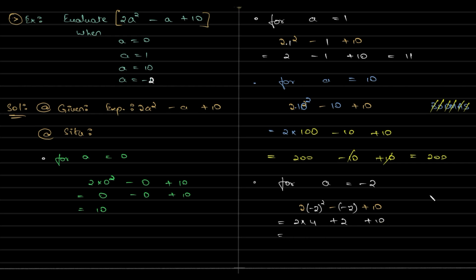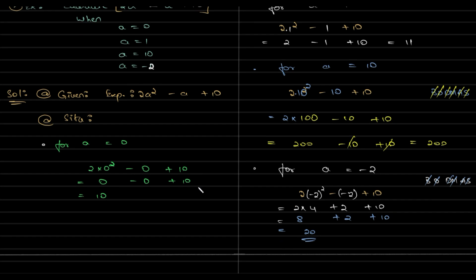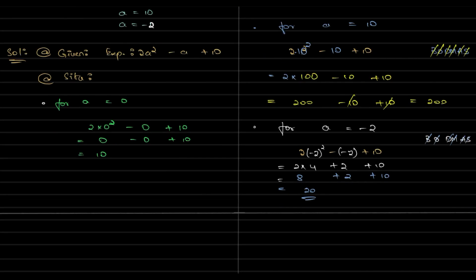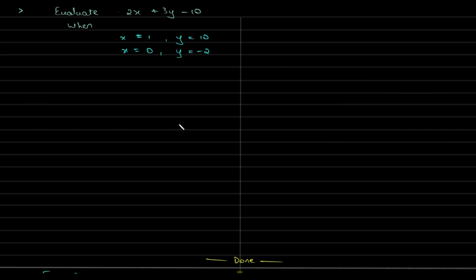And here, as per BODMAS, brackets were not there, the operation was there, we did that. Multiplication is there, so that's 8 plus 2 plus 10. Addition is there, we'll do that, and subtraction is not there, so we have 20 as your answer. Okay, so this idea of substitution and everything is very important. So I have a few more questions. Just a last question.